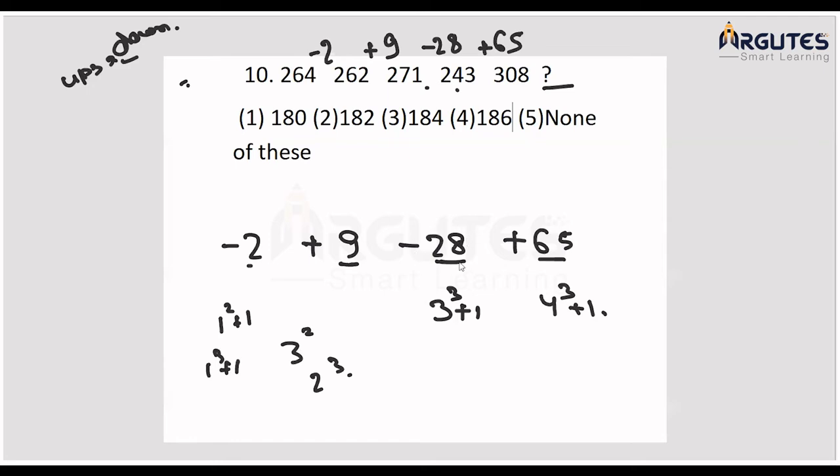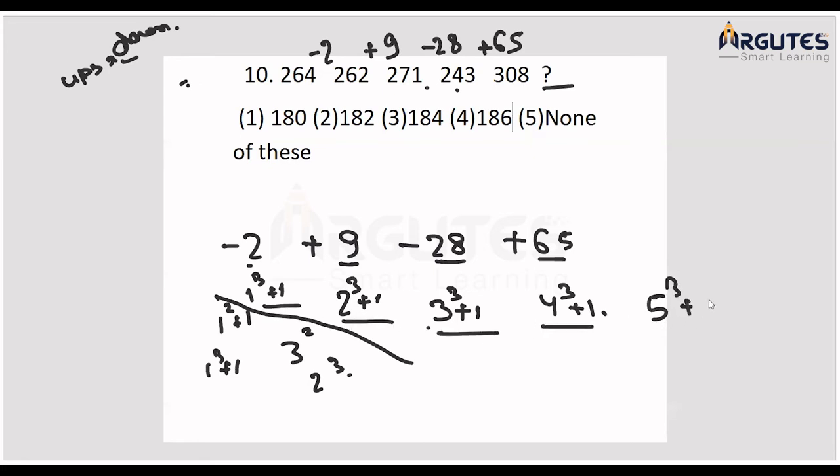But as we look at this 28, we are confirmed that it's 3 cube plus 1. So it will definitely be 2 cube plus 1. So it will be 1 cube plus 1. Now the rule is confirmed. 1 cube plus 1, 2 cube plus 1, 3 cube plus 1, 4 cube plus 1. So it will be 5 cube plus 1. Now minus (1 cube plus 1), plus (2 cube plus 1), minus (3 cube plus 1), plus (4 cube plus 1). So minus (5 cube plus 1).